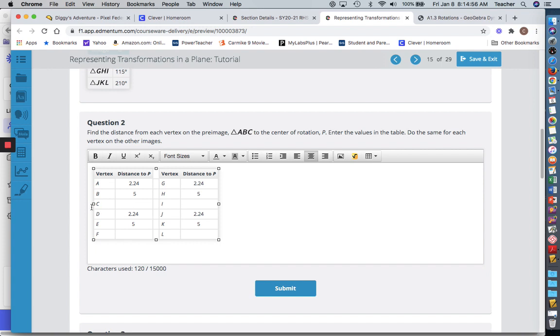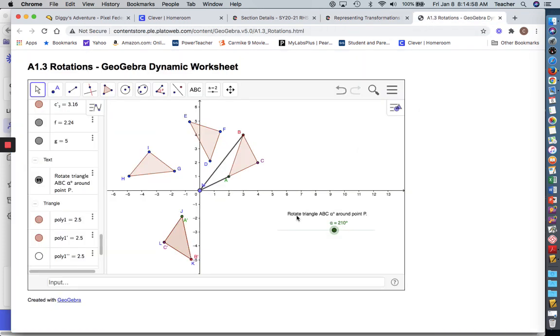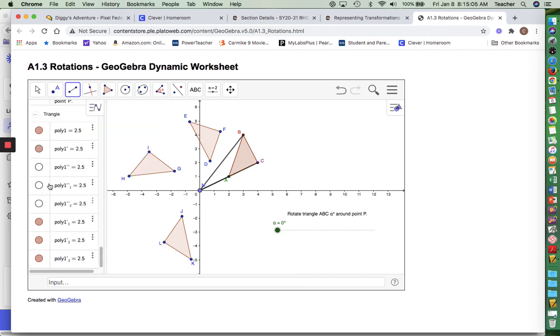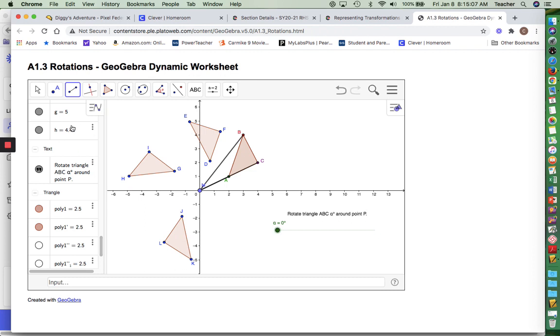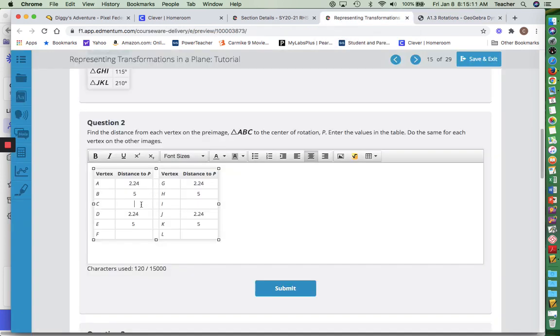All right, now I got to do C to P. So move this back around. Got to select segment, C to P, and I'm looking at 4.47. And of course, we know by now they're all going to be 4.47.